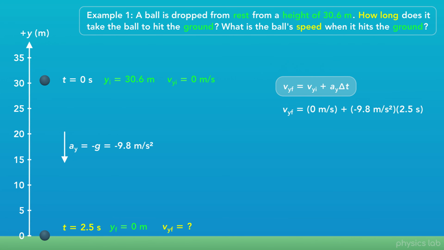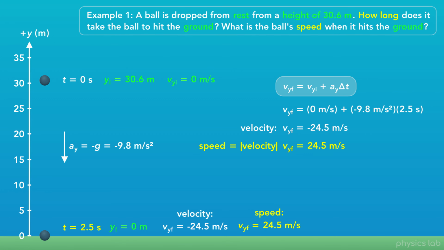So we plug in 0 meters per second for the initial velocity, negative 9.8 meters per second squared for the acceleration, and 2.5 seconds for time. That gives us negative 24.5 meters per second for the final velocity. Speed is the magnitude, or the absolute value of the velocity, so the final speed of the ball would be positive 24.5 meters per second.